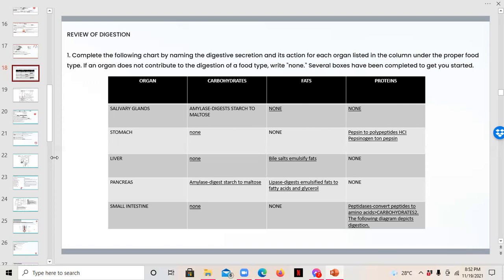And proteins: none, pepsin to polypeptides, HCl, pepsinogen, none, pepsin, none, and the last is peptidases, which convert peptides to amino acids. Carbohydrates, and the following.